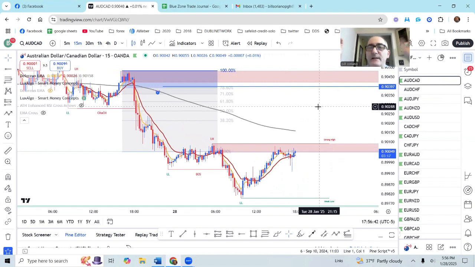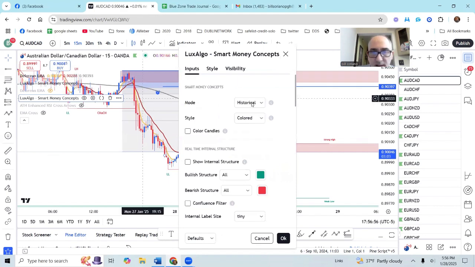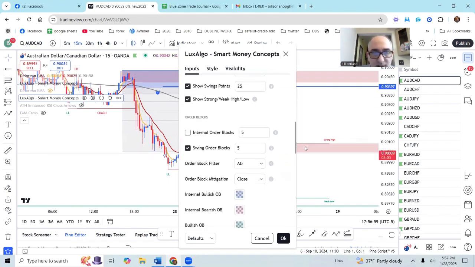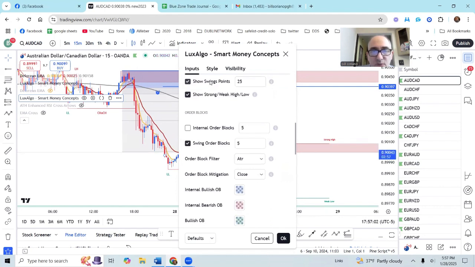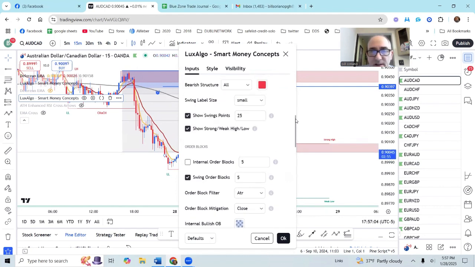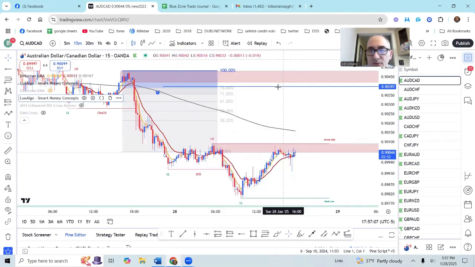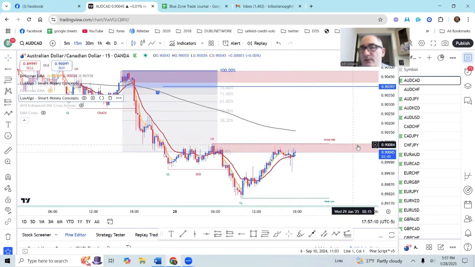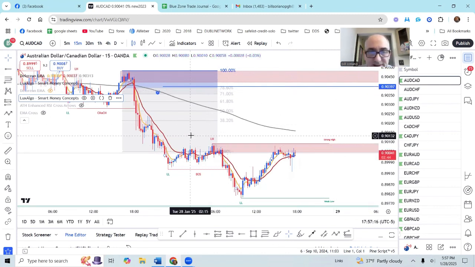We look for the most recent change of character or break of structure, utilizing our Lux Algo Smart Money Concepts indicator. The only change from the main training page is that we've changed the swing order blocks to show swing points of 25 instead of 50. This gives you a few more of the order blocks that make a lot of sense for this Fibonacci strategy. You can see how we get this new break of structure down here, and the indicator is giving us a brand new order block.